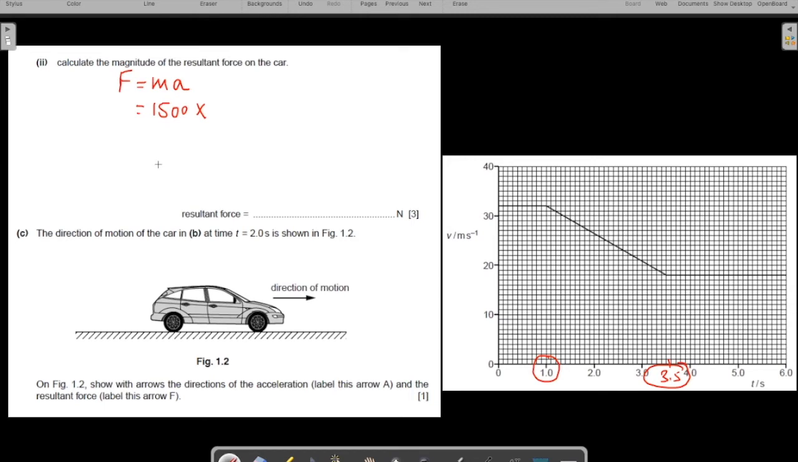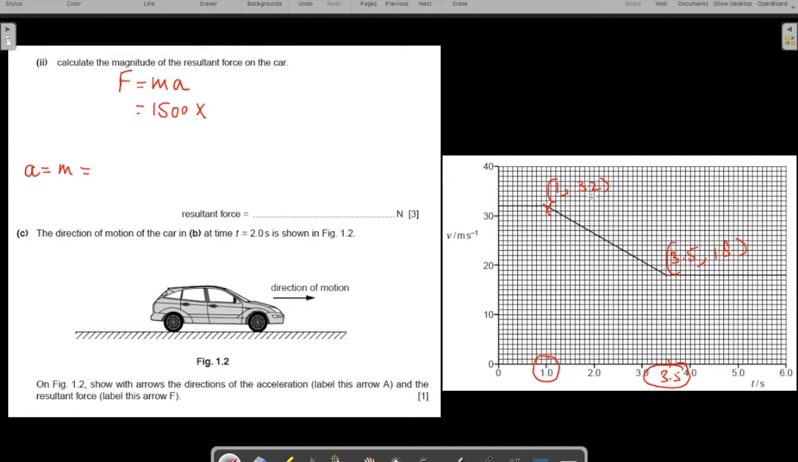But can you calculate the value of the acceleration? Yes, you can, because it is a speed time or velocity time graph. So how do you find the acceleration from the velocity time graph? It is the gradient. Acceleration is the same as gradient. How do you find the gradient? First, write down the coordinates of the two endpoints. What are the coordinates here? 1 and 32. The coordinate here is 3.5 and 18.